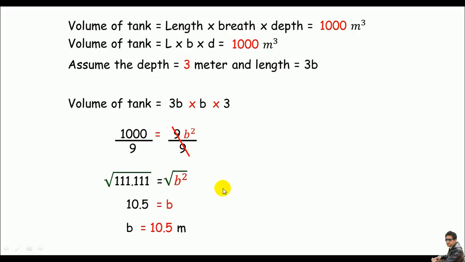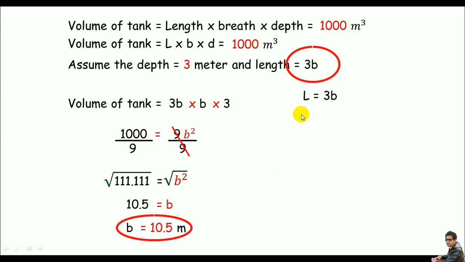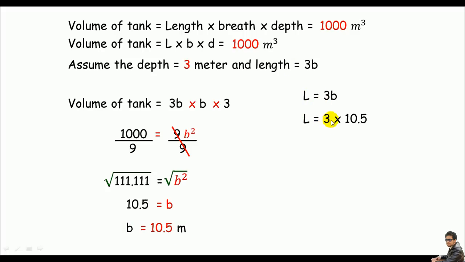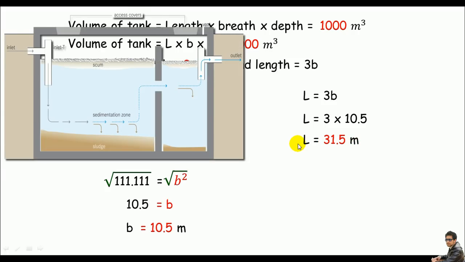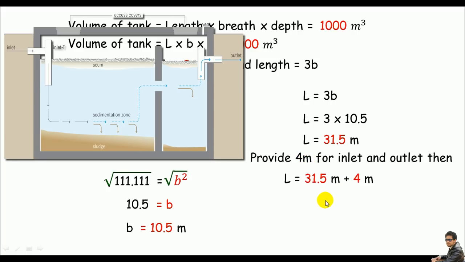Now the length is just 3 times its breadth. I can just put the breadth value in this formula. So the L equals 3 times 10.5. We can get, of course, 31.5 meter as the length of the tank. Let me just provide extra 2 meter per inlet and 2 meter per outlet, which is total as 4 meter. So the total length must be just 31.5 meter plus 4 meter equals 35.5 meter. So this is just, of course, the total length of the tank.